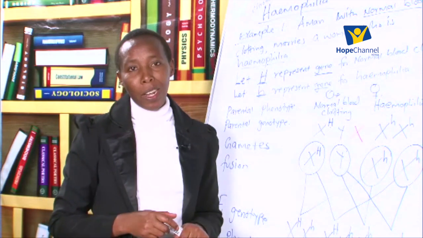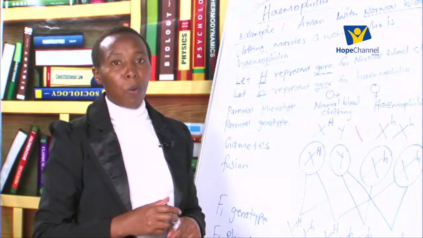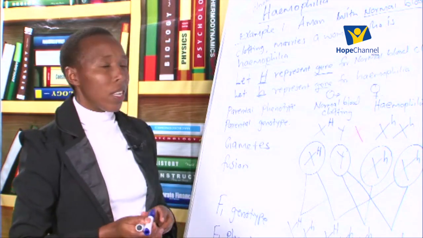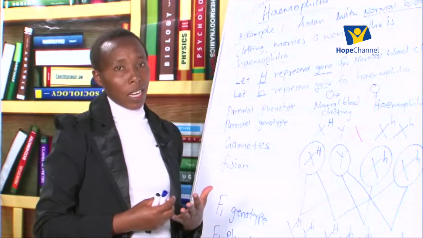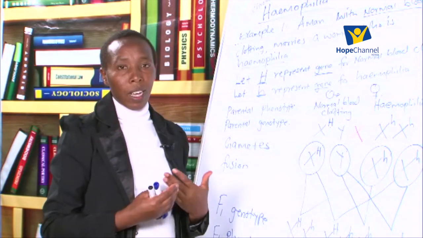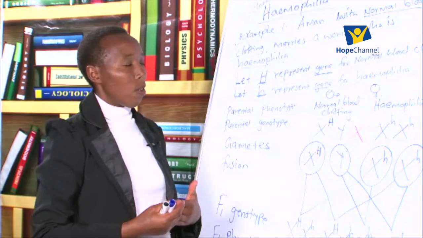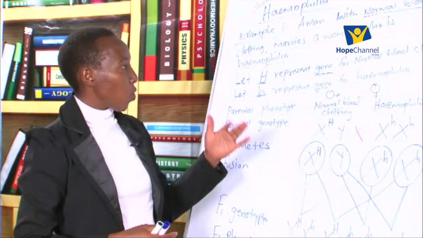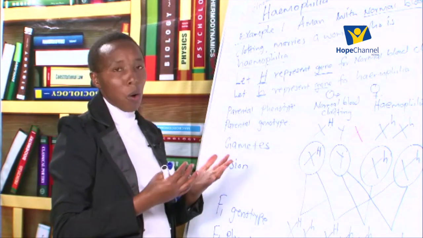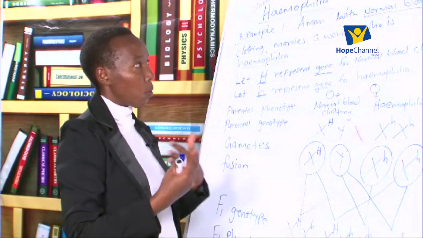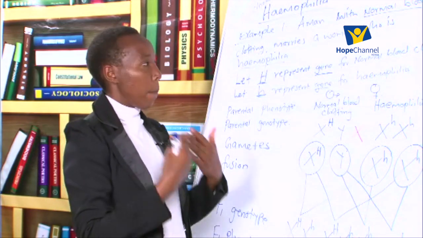Dear student, welcome back to our program Knowledge Quest. Before we went for a short break, we were discussing the condition of hemophilia. And we said that hemophilia is caused by a recessive gene, and that recessive gene is carried on the X chromosome. So we tried to give an example of how the offspring can inherit the condition from the parents.